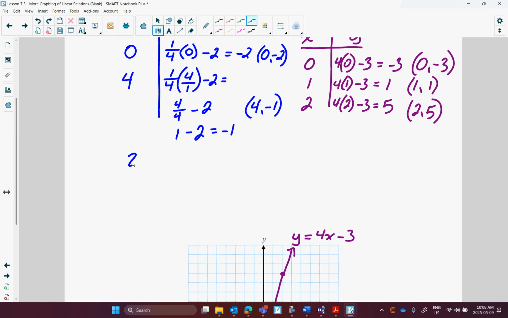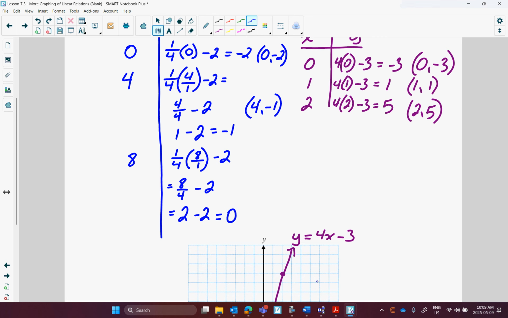Because if I plug in 8, I get 1/4 times 8/1 minus 2. Well, what's 1/4 times 8/1? That's the same as 8/4. 8/4 is the same as 2, minus 2, which is 0. So therefore, my third point is 8, 0. So you've got to be careful in your choices when there's a fraction in the equation.